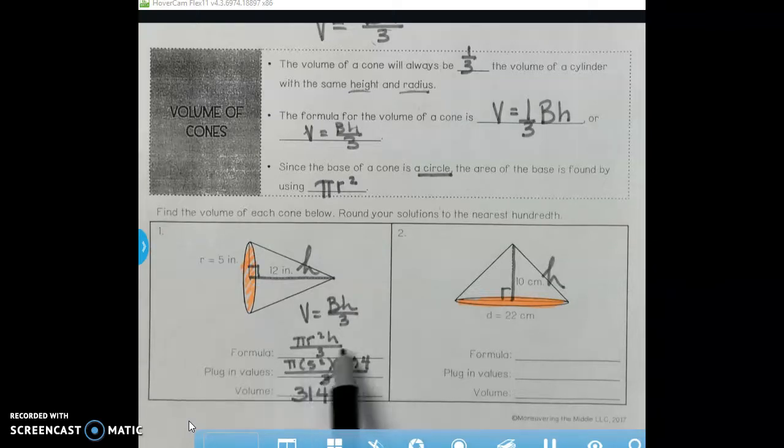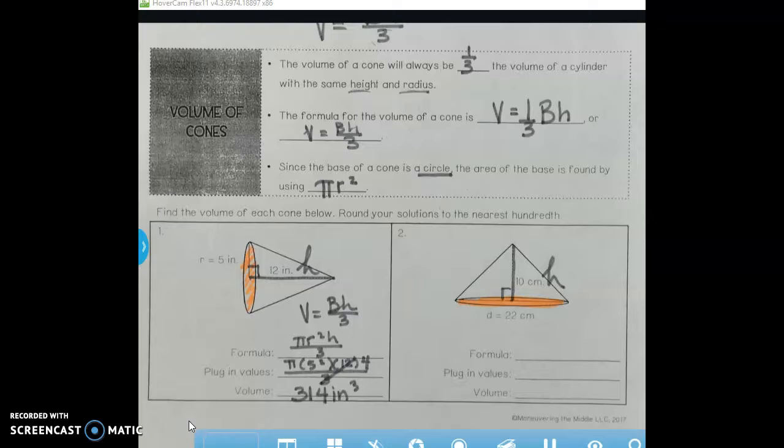So don't forget, write out your formula, plug everything in, simplify, reduce if you can, and you have your answer. And once again, we have cubic inches, cubic centimeters, and so on, because we are working on the volume.